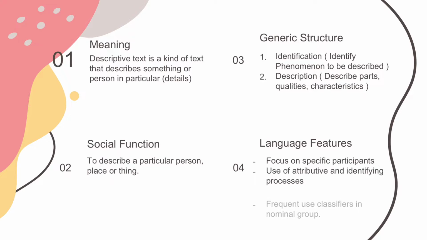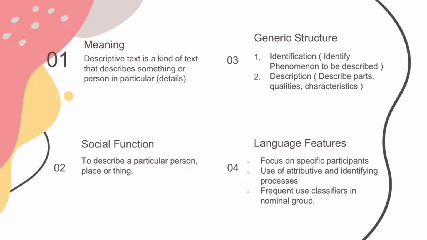Okay, into the meaning. What is description text? The meaning is descriptive text is a kind of text that describes something or person in particular or details. And descriptive text is a text which says what a person or thing is like. Its purpose is to describe and reveal a particular person, place, or thing in a broad sense.